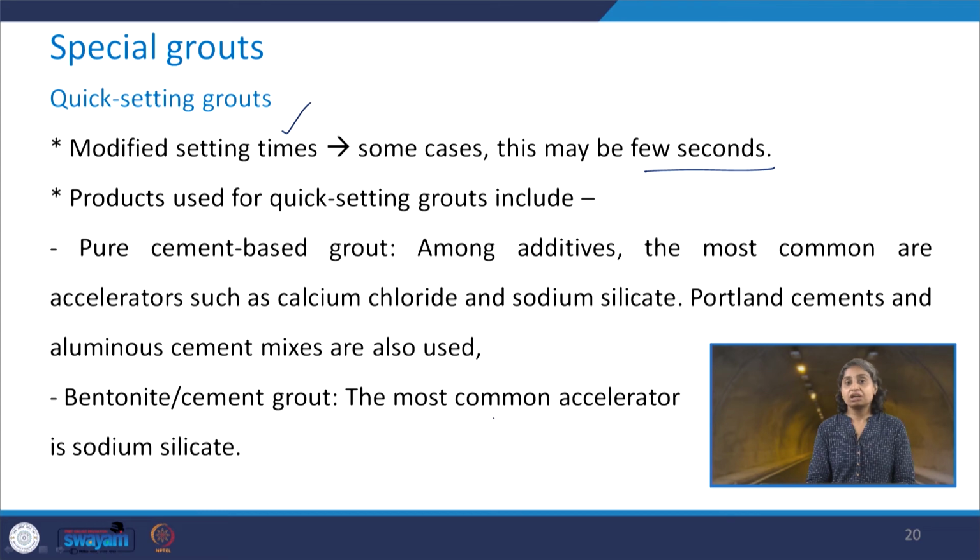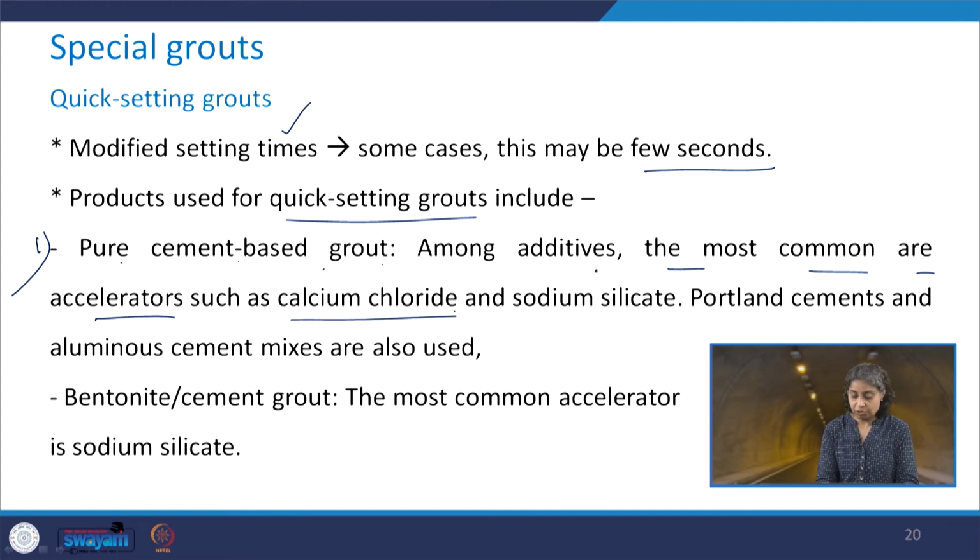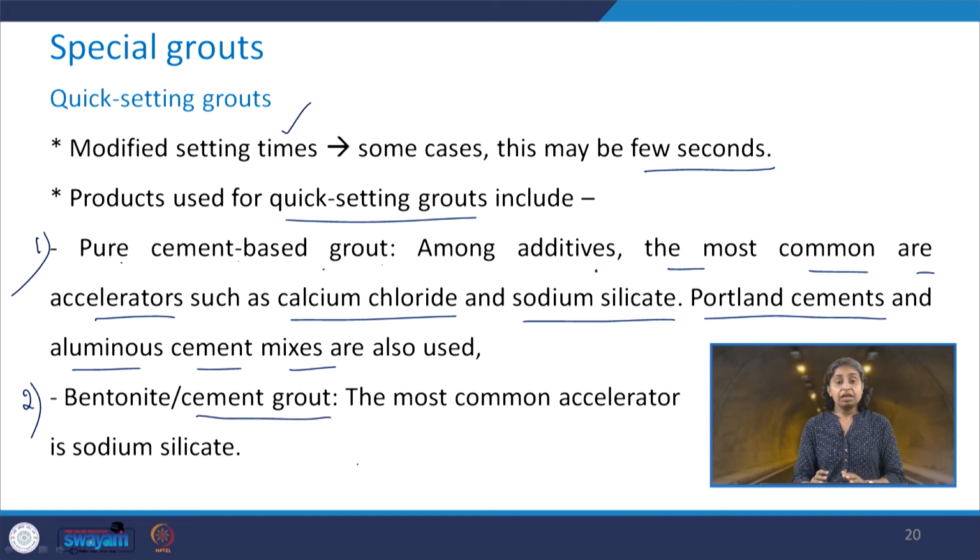The products which are used for quick setting grouts include, number one, pure cement based grout. Among additives, the most common are accelerators such as calcium chloride and sodium silicate. In these cases, Portland cements and aluminous cement mixes are also used. The second one is the bentonite or cement grout. In this category, the most common accelerator is sodium silicate.